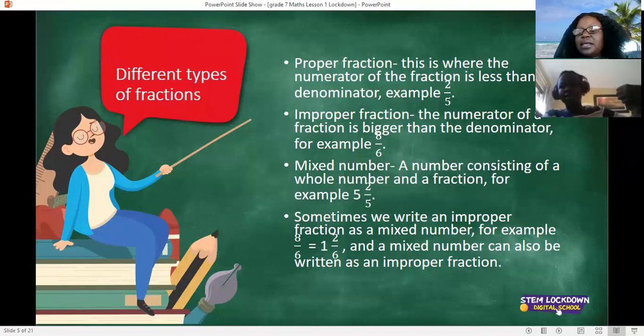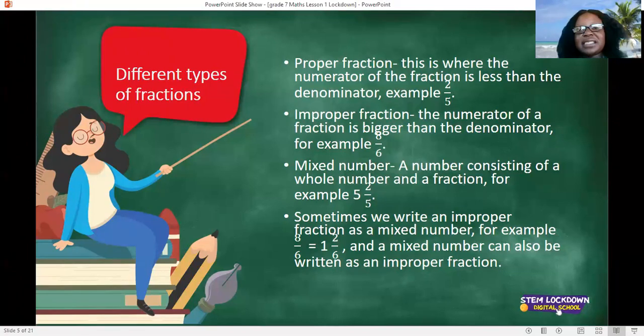So as I was saying, the proper fraction, this is where the numerator of the fraction is less than the denominator. For example, we have 2/5. If we look at the numerator there, it's 2 and the denominator is 5. Say we're talking about a pizza, the pizza will be divided into 5 equal parts. And if John decides to take 2, then we represent it as 2/5. And then the next one, we have an improper fraction.